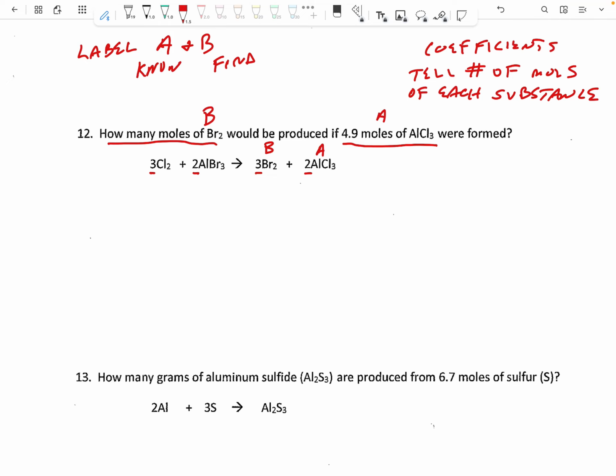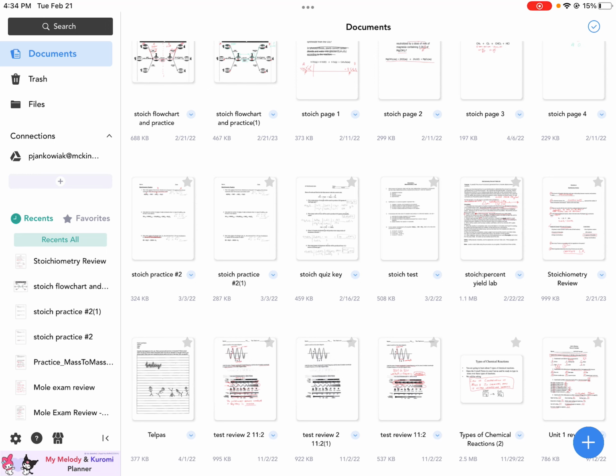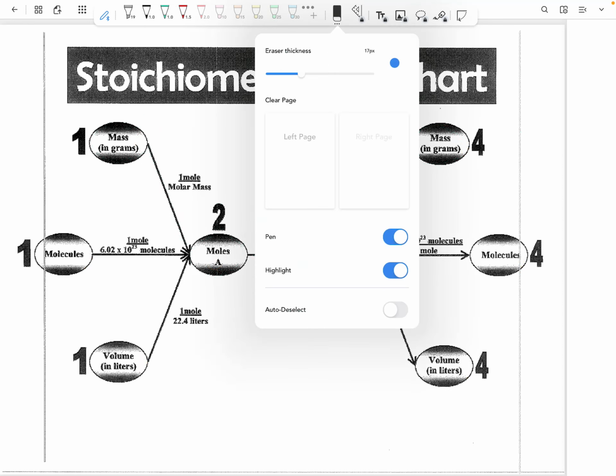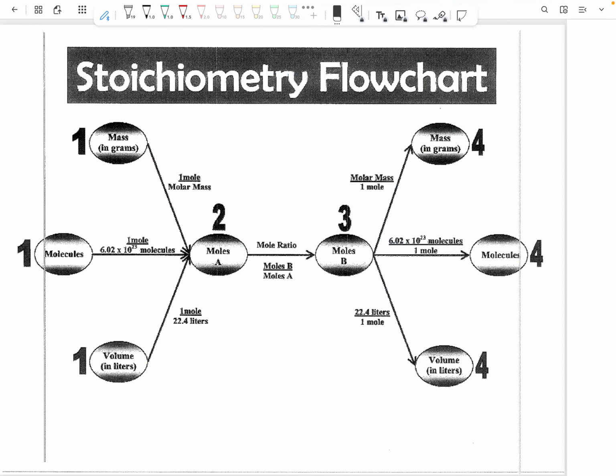All right, here's what we're going to do. We're going to set up our problem. This is a mole to mole problem. This is very, very easy. And I'm going to show you that we're going to do this from our flow chart. We're going to start from number 2. I'm going to clear this out. We're going to start from number 2, and we're going to end up at number 3. The only thing we have to do is this right here. And I'll show you how that works. And then we'll continue with another video tomorrow after I show you how to solve this problem.